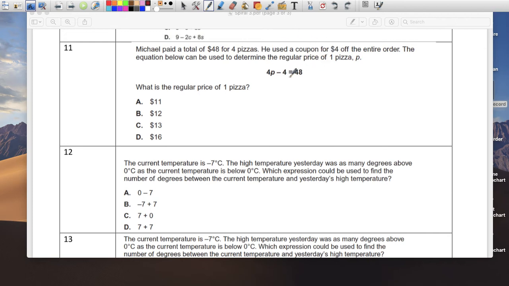So the equation is done for us. We have to actually solve it. So it's going to be: add 4 here, add 4 here, 52. Then 4p divided by 4, divided by 4, and p is 13. So each pie costs $13.